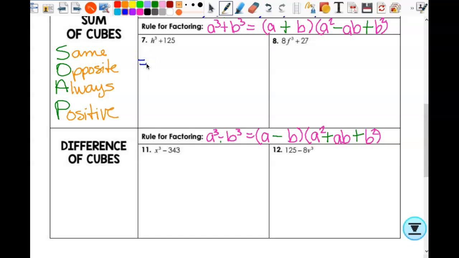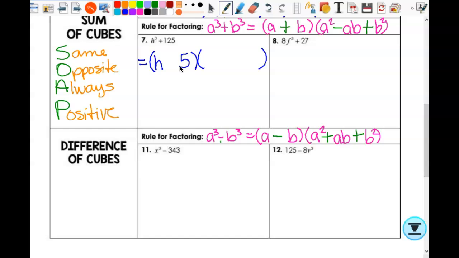So I have h cubed plus 125. Those are both perfect cubes. So I'm going to set up my little parentheses here. Cube root of h cubed is h. Cube root of 125 is what? 5. Okay, so we all understand how we get those two?